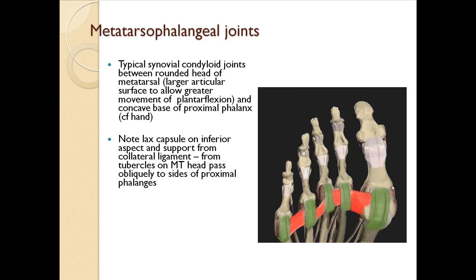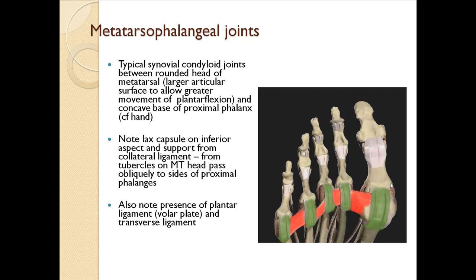Now, the joints themselves, the articular surfaces are covered in hyaline cartilage, and we have a capsule that goes all the way around the joint itself. On the inferior aspects, on the plantar aspects of the foot, the capsule is very lax, and most of the support for these joints comes from a series of very tough collateral ligaments, one there and one there for this joint, one there and there for this joint, that pass from the tubercles on the heads of the metatarsals. They pass distally to blend into the bases of the proximal phalanges.